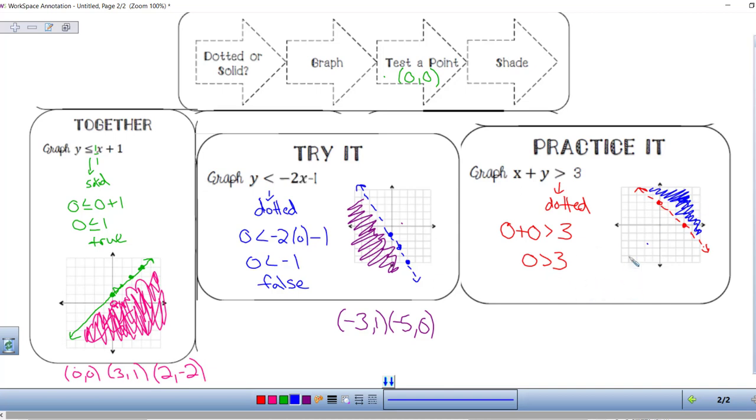If I had to name some points in the solution area, I could say 3, 2. I could say 1, 5. Okay, and so on. Anything in that shaded area is a solution. The dotted line is not a solution. The solid line is a solution. Okay, and that is how we graph linear inequalities.